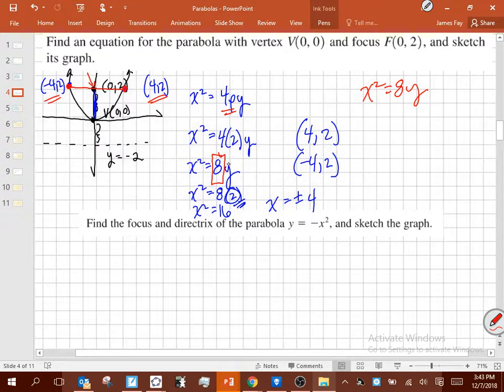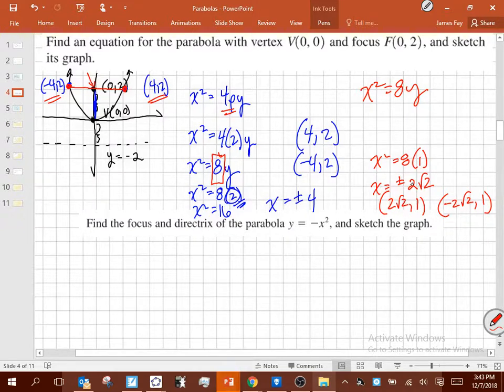You could say, okay, what if I let y be 1? Then I have x squared is equal to 8 times 1. And then x would be plus or minus 2 root 2. So you'd have 2 root 2 comma 1 and negative 2 root 2 comma 1. And those points would also be on your curve.